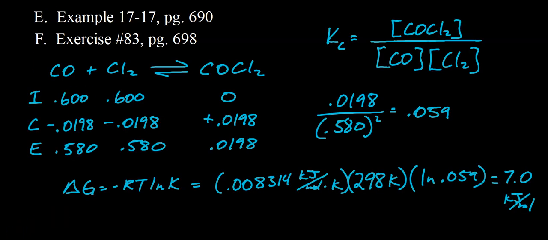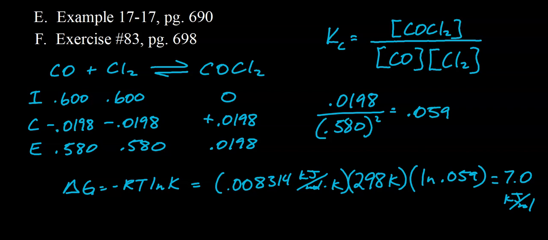All right, here's our setup, and there's a number of different ways you can do this. I decided to use concentrations and Kc, even though every substance in this reaction is a gas. That's still fine to do. So I calculated initial concentrations for CO and Cl2, 0.600 each. And then it said that 3.3% of the chlorine had reacted.